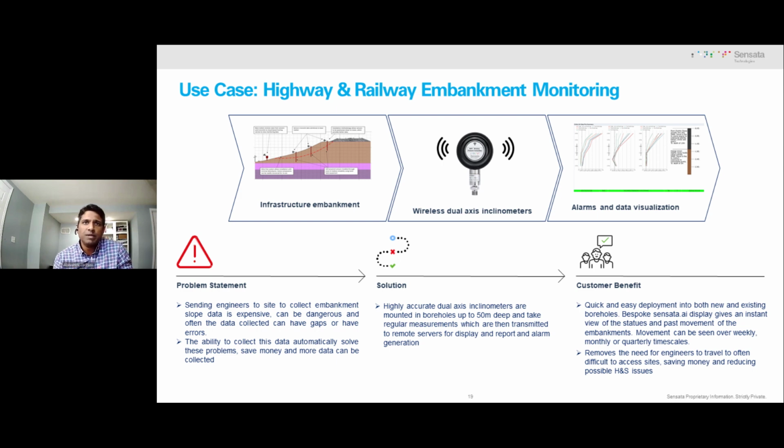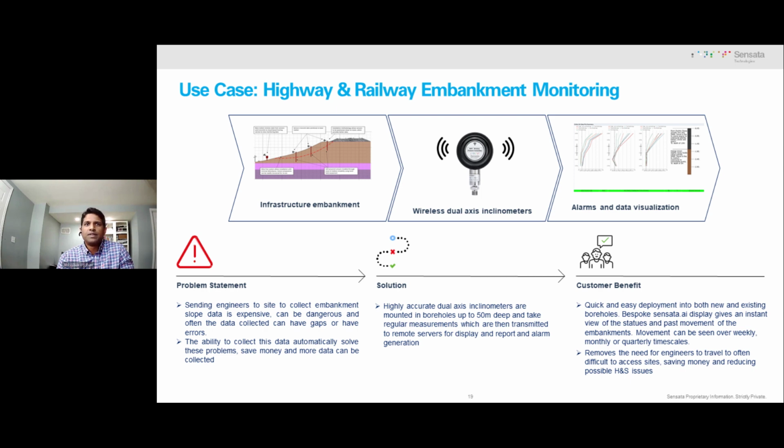For one of our customers, we mounted highly accurate dual axis inclinometers in boreholes, which were up to 50 meters deep. We took regular measurements, transmitted to remote servers for display, reports, and alarm generation. The base station received data from our sensors and transmitted it to the cloud-based hosting services to view the monitoring data. The sensor transmits data wirelessly to the base station. Wire-free systems allow the installation with minimal disturbance.